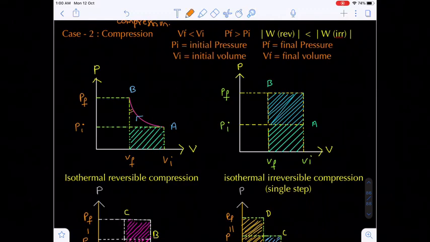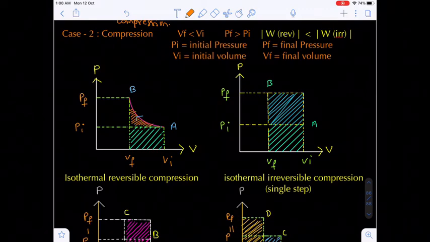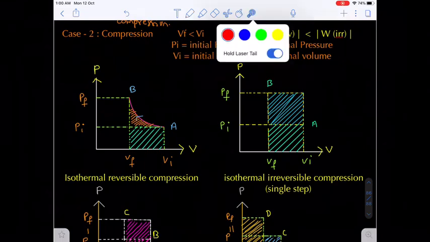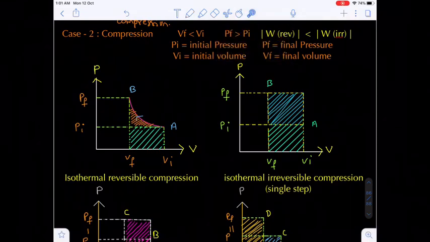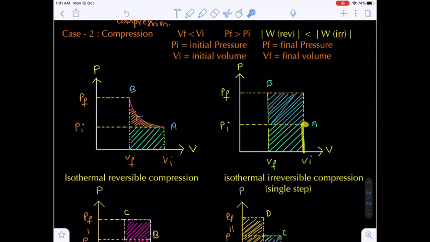Okay, now this area is also included here. Now if the same process from A to B is performed irreversibly, let's suppose I am standing at a point here. What is the initial volume? Vi. And what is the initial pressure? Pi.